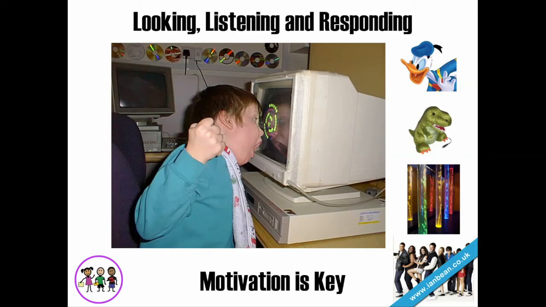So for example, if you have a switch, have the switch connected. If you're going to use a touchscreen, make sure that the touchscreen is working. This gives us the opportunity to model using that access device. If you're using a switch, model using it. Press the switch and encourage the child to look at the screen. If we're using a touchscreen, make sure you touch the screen to start the activity working.